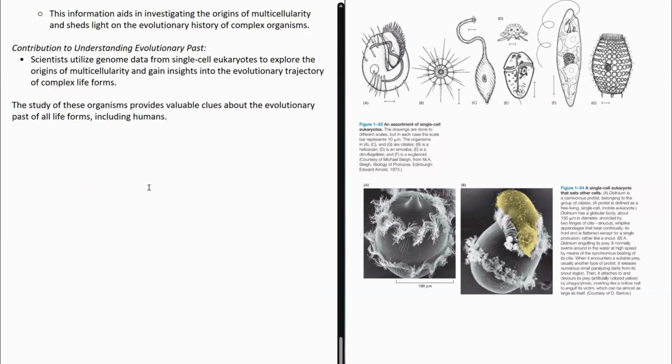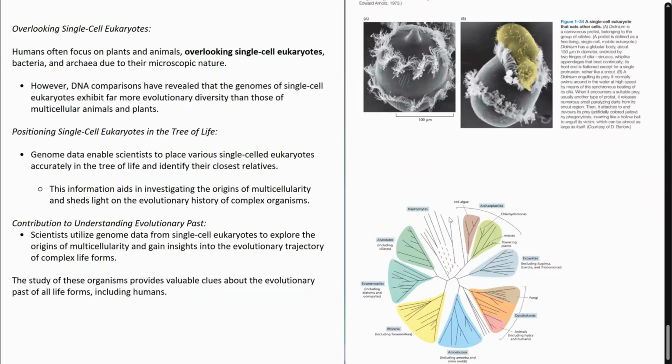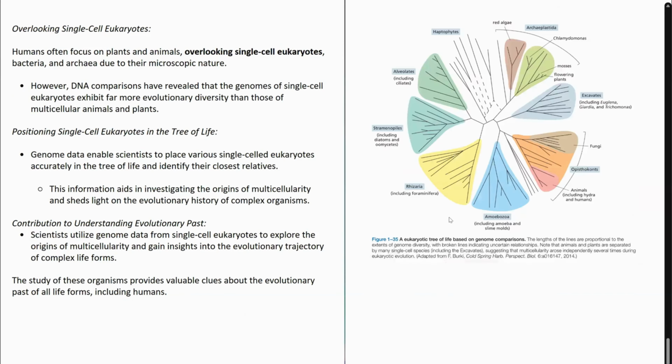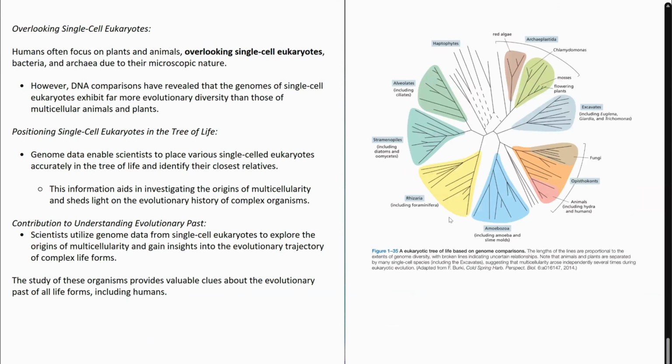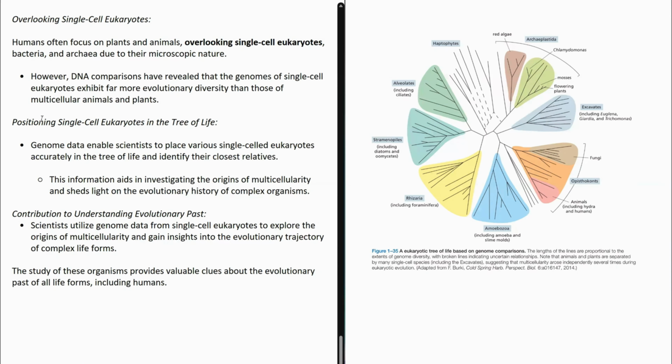So for this last part of this section, I may create an extended video for the model organisms, so it'll technically be 3B. This video would be 3A, overlooking single-cell eukaryotes. Humans often focus on plants and animals, overlooking single-celled organisms, because of course they're microscopic and quite difficult to see on a daily basis.